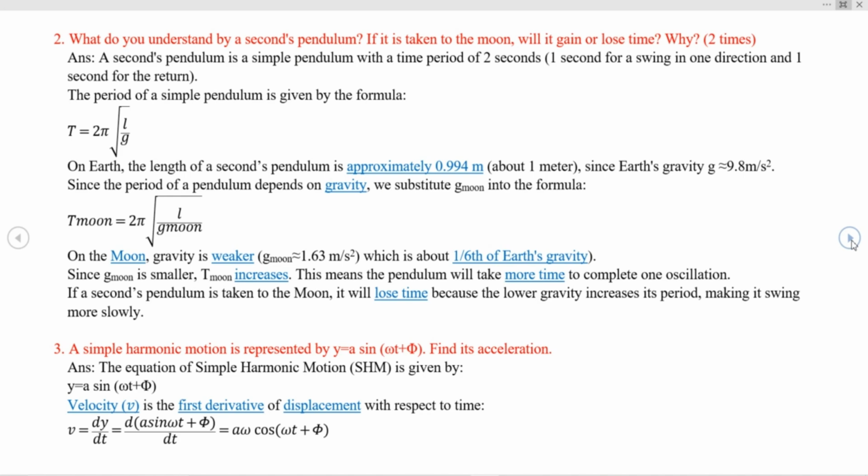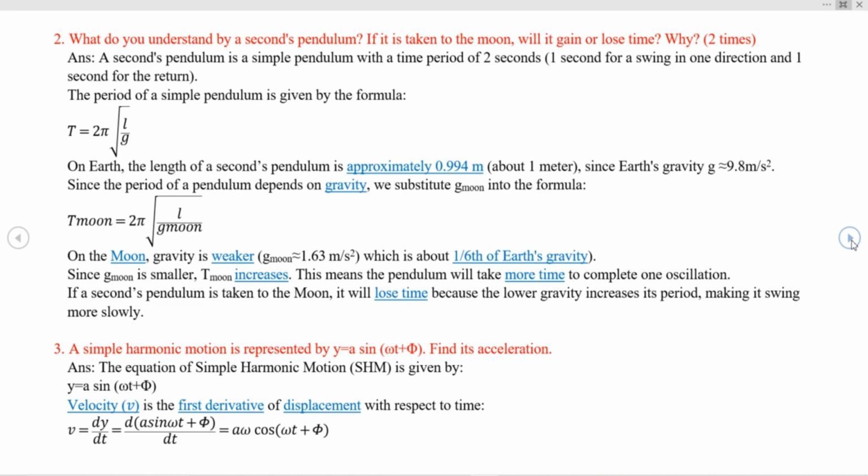Since gravity on the moon is smaller, the time period on the moon increases. This means that the pendulum will take more time to complete one oscillation. And if a second pendulum is taken to the moon, it will lose time because the lower gravity increases its period, making it swing more slowly.